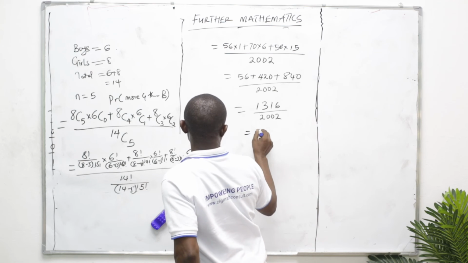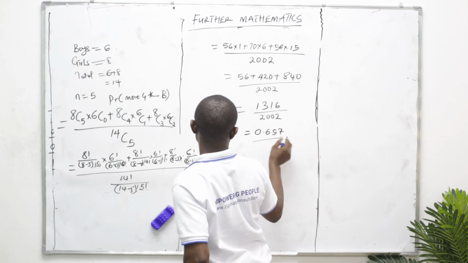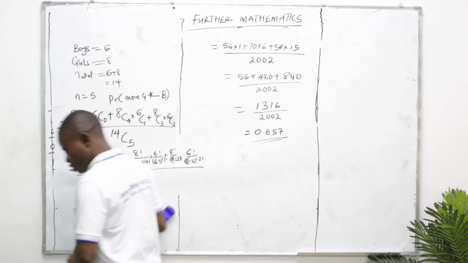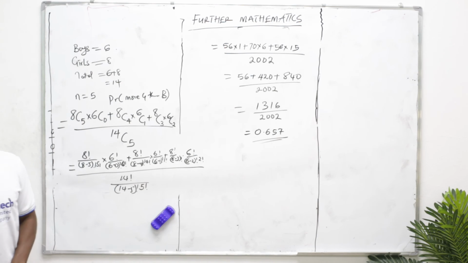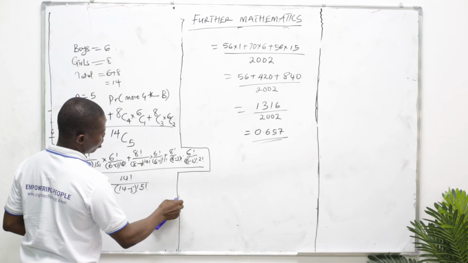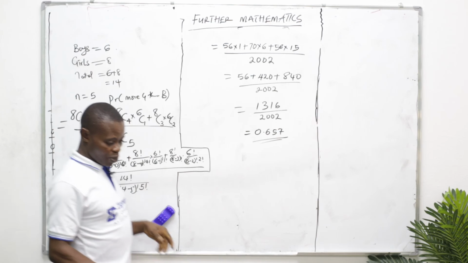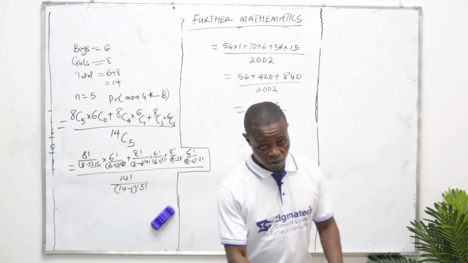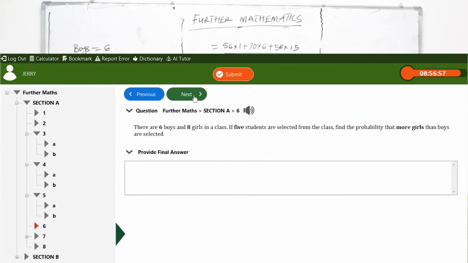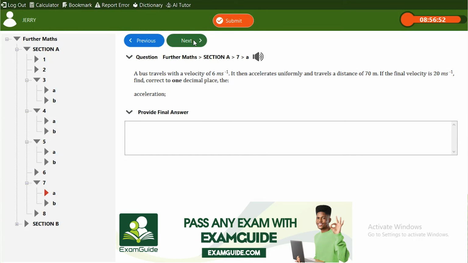That is 0.657. Recall that probability cannot be greater than 1. It is either 0 point something or exactly 1. That is how to determine when you are wrong and when you are right. It's quite an interesting topic. So, the probability of more girls than boys is what you have seen there.